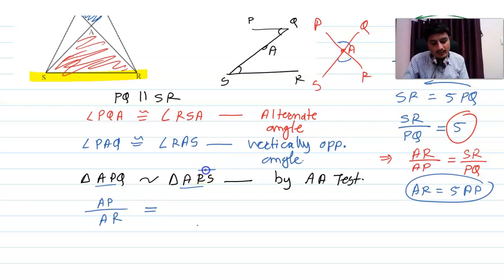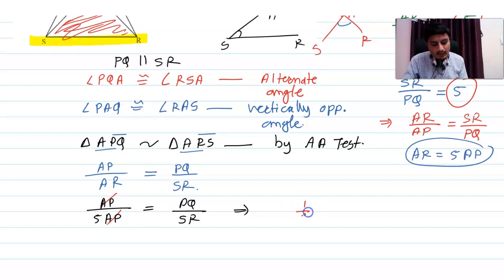So SR means the last two letters. The last two letters of the first triangle are PQ, divided by RS, that is SR. Now replace AR as per the given, AR equals 5 times AP. So replace AR by 5 times AP, which equals PQ divided by SR. Now AP and AP in the numerator and denominator of the LHS get cancelled. So we have 1 by 5 equals PQ divided by SR.